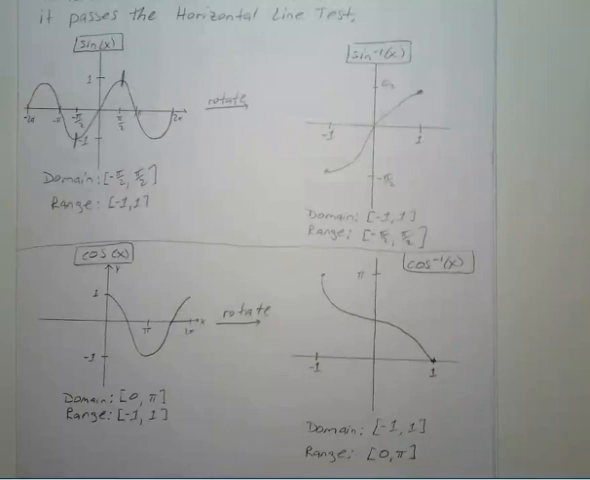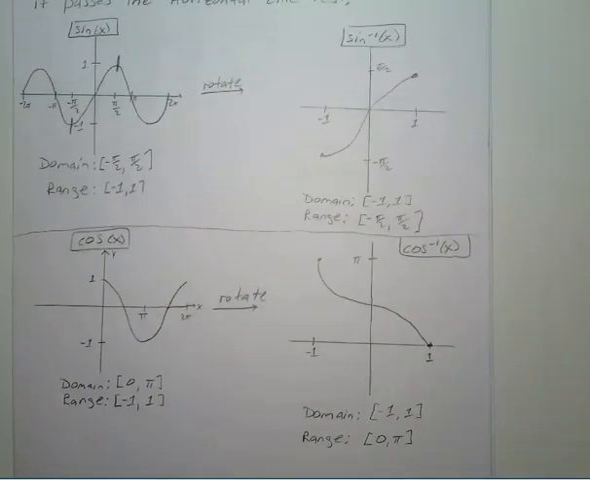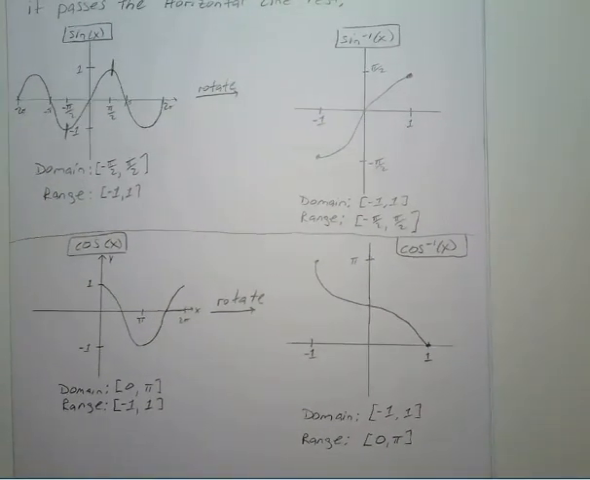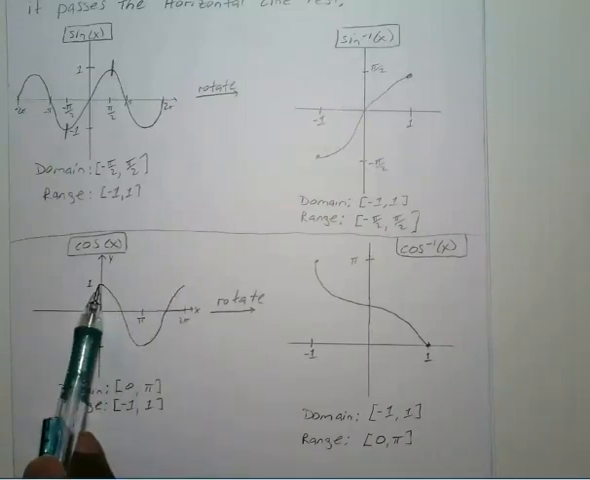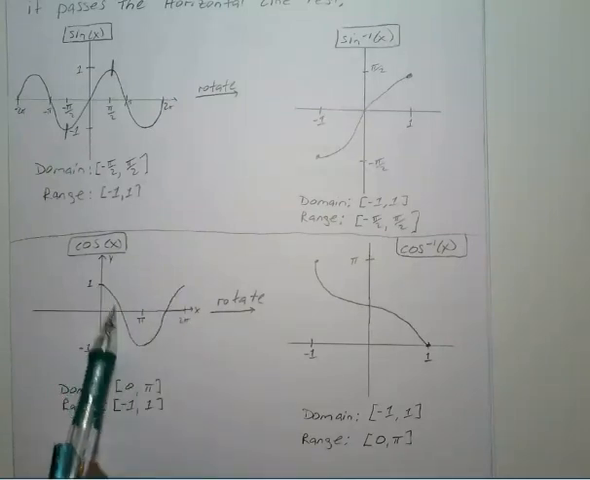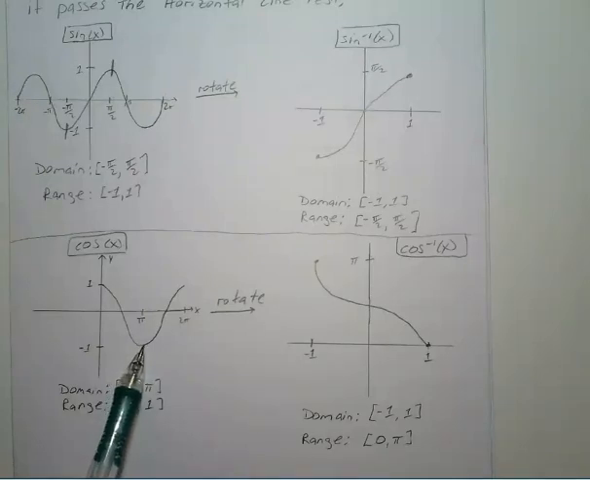Same thing with cosine and cosine inverse. Notice your cosine of x. Remember, if you go from 0 and go all the way down here, and then turn back up, it would fail the horizontal line test. So we're going to go from 0 just to pi, and we're going to stop there.